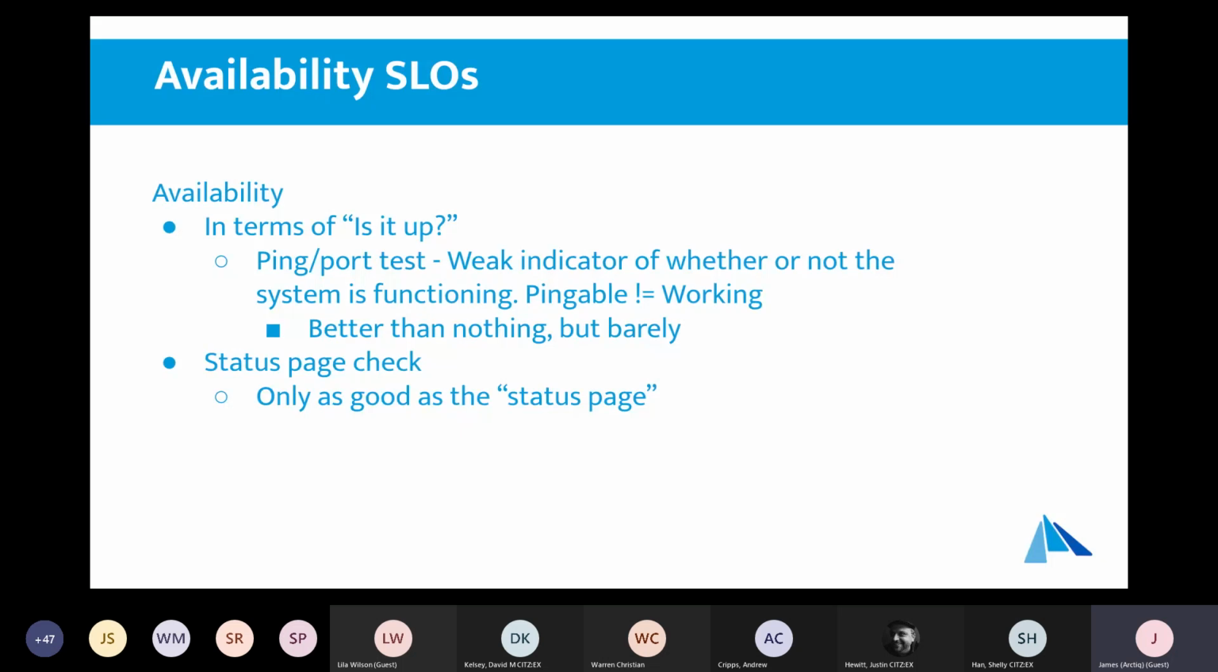Another common check to check availability is to hit a status page with a synthetic check. And the code behind the status page could be a better reflection of the actual health of the service, although a lot of the times that status page might do something like, oh, I'll check that I can talk to the database. But that might not be a good indicator of whether or not the service can do work as we expect it.